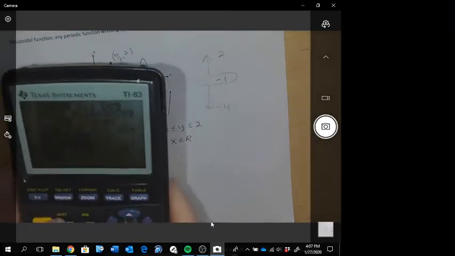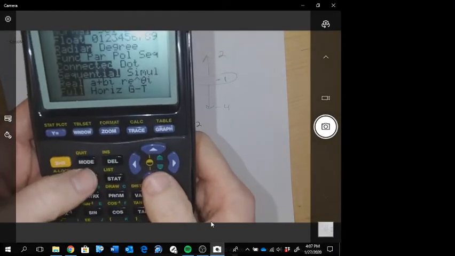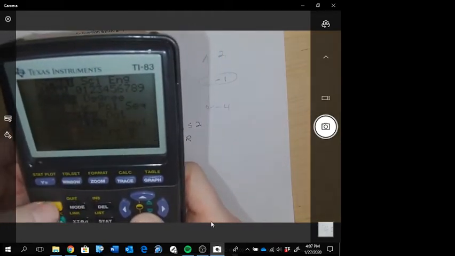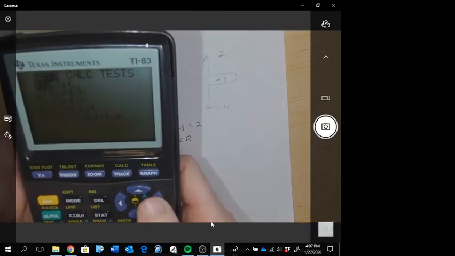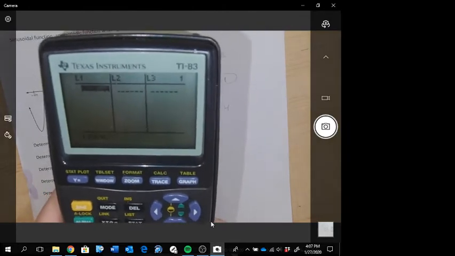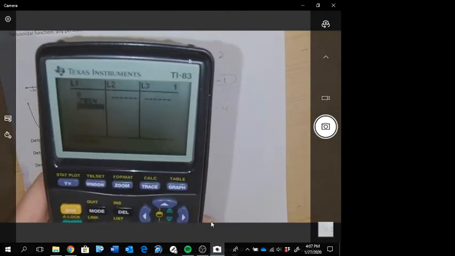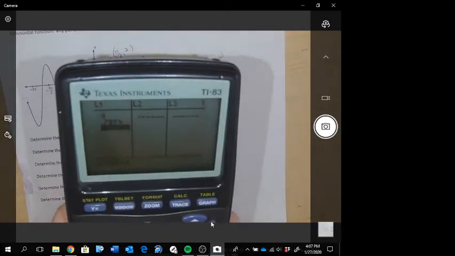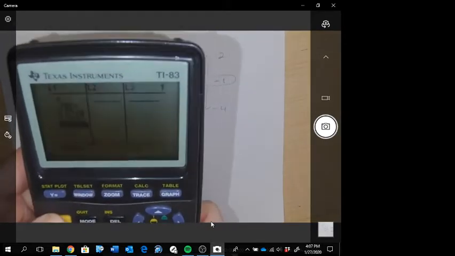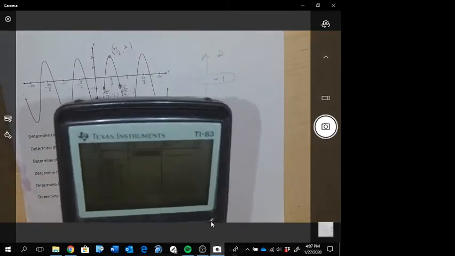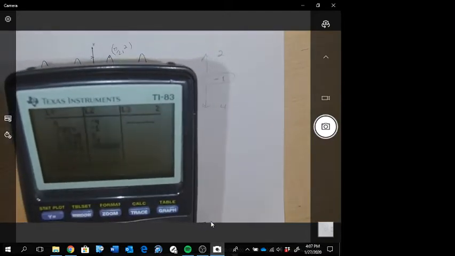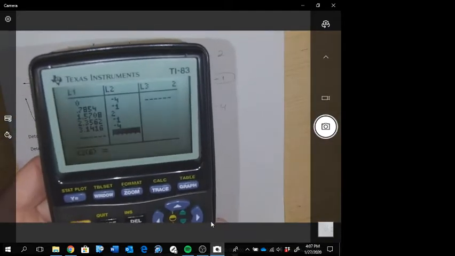First, I go to my mode and make sure I'm in radians, not degrees. I'm going to stat edit. I'll enter 0, pi over 4, pi over 2, 3 pi over 4, and pi. Then I give my y coordinates: -4, -1, 2, -1, -4. So those are my coordinates.